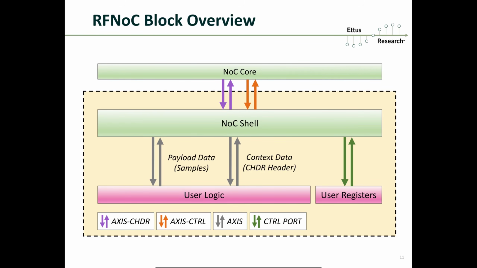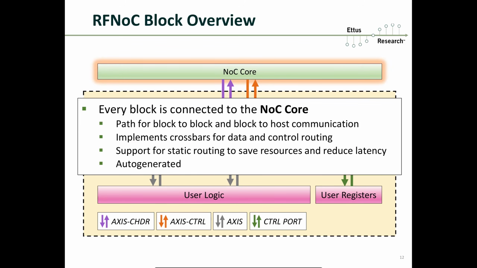So this is a high-level block diagram of an rfnoc block, its FPGA implementation. Note at the bottom there's a legend that explains the meaning of each of the signal colors. Starting at the top, every rfnoc block is connected to what is called the noc core. This is a fundamental component of rfnoc that provides a path for block-to-block and block-to-host communication.